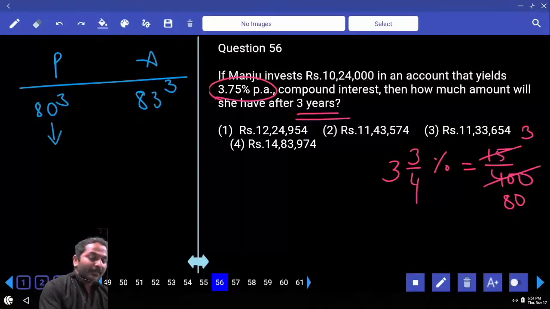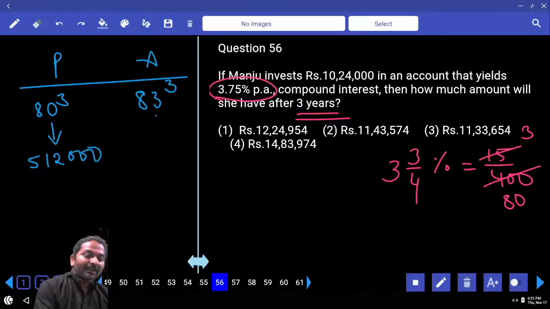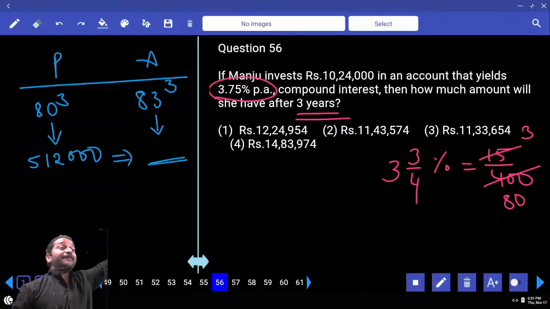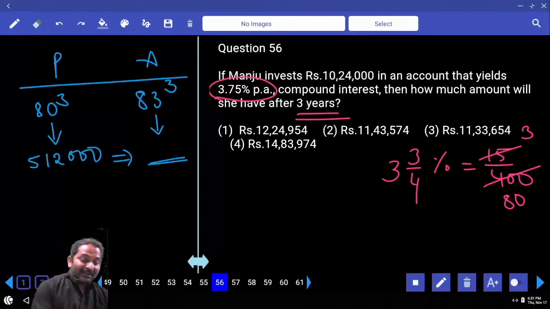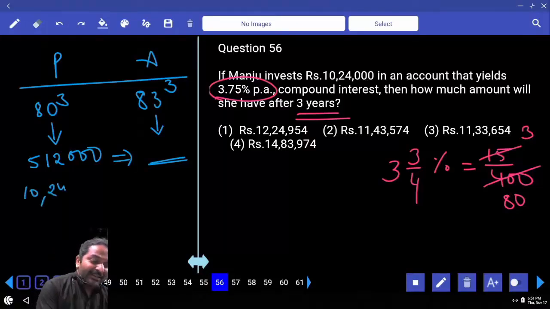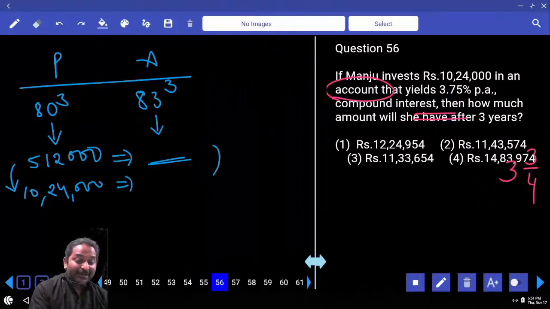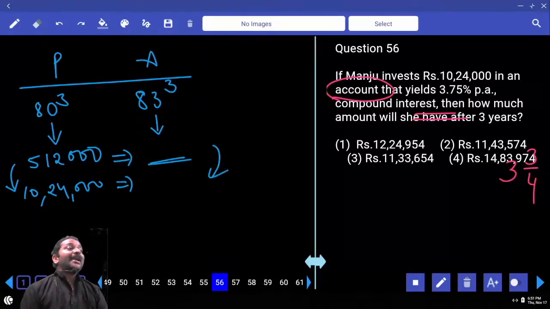How much is 80 cube? 8 cube is 512, so 5,12,000. And we need to calculate the 83 cube value. So for a principal of 5,12,000, the amount would be 83 cube. But what is the principal given in our case? 10,24,000, which is exactly 2 times our principal. Then the amount also is going to be 2 times this number. 83 cube, I don't have the patience to solve that.